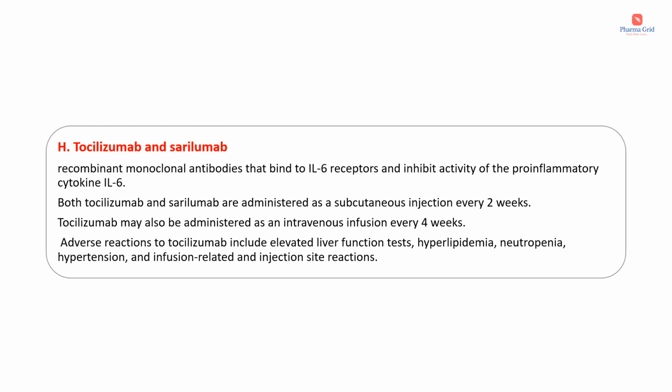Tocilizumab and sarilumab. These drugs are recombinant monoclonal antibodies that bind to interleukin 6 receptors and inhibit the activity of the pro-inflammatory cytokine interleukin 6. Both of these drugs are administered as a subcutaneous injection every 2 weeks. Tocilizumab may also be administered as an IV infusion every 4 weeks. Adverse reactions to tocilizumab include elevated liver function tests, hyperlipidemia, neutropenia, hypertension, and infusion-related and injection site reactions.